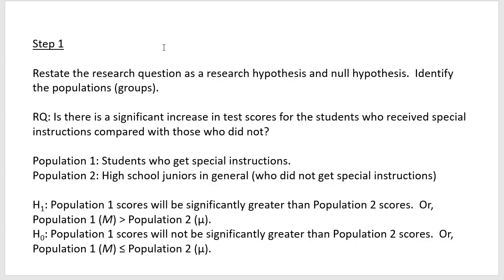The research hypothesis is that population 1 scores will be significantly greater than population 2 scores, or population 1, which is our sample mean, will be greater than population 2, which is our population mean. The null hypothesis, which is true if there is no significant difference, is that population 1 scores will not be significantly greater than population 2 scores, or that population 1, which is the mean of the sample, will be less than or equal to population 2, which is the mean of the population.